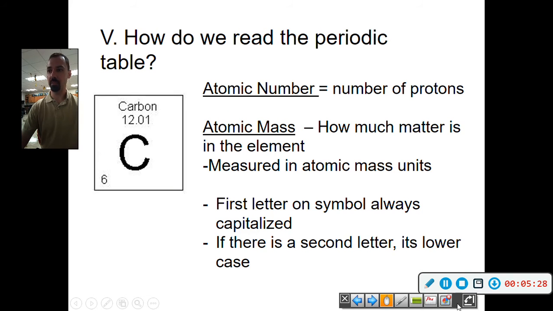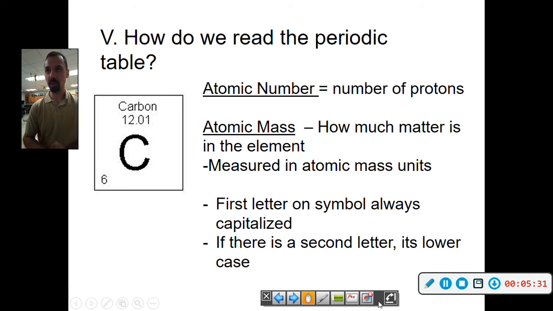Okay, here's an example of how to read the periodic table. The atomic number is the number of protons, so that's the number the chart is counting by. This carbon here is element number 6, atomic number 6, so that's the number of protons, 6. Atomic mass is how much matter is in the element. They will show you the exact number here, which is 12.01. We're going to use that number rounded, typically to the nearest whole number. So in this case, it will be 12 atomic mass units, and that's the unit for the atomic mass.